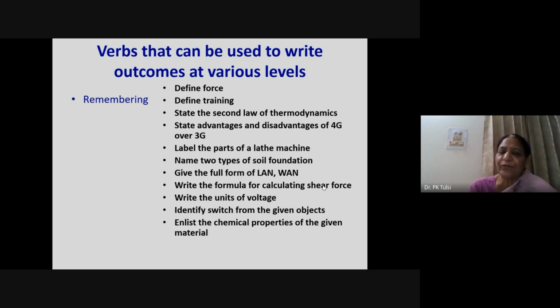He can name two types of soil foundation or give the full form of a standard abbreviation used in any discipline, or write the formula, or write the units of voltage, or identify a switch from the given objects, or enlist chemical or physical properties of a given material. All these verbs represent rote memorization and recall of that rote memorized material. So these learning outcomes are examples at the remembering level, that is the lowest level of learning that takes place.